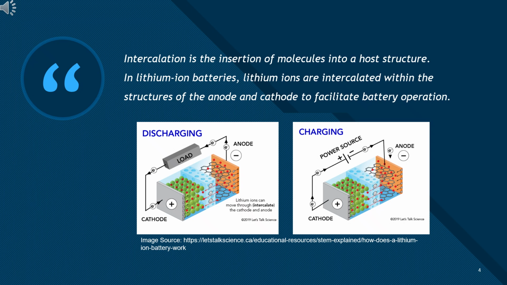The two diagrams on the slide show this process visually. The discharging image shows ions moving from the anode to the cathode, generating electrical power. The charging image shows the ions being pushed back to the anode by the charger. Intercalation is what allows lithium-ion batteries to work repeatedly and safely. It's the reversible movement of ions in and out of those host structures.